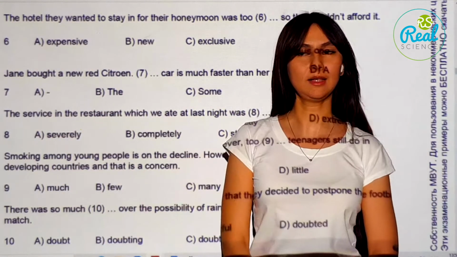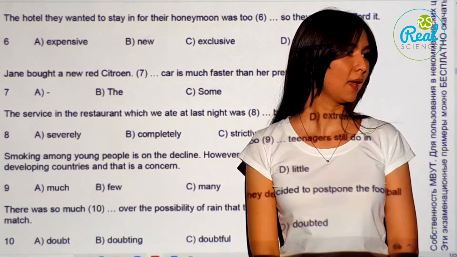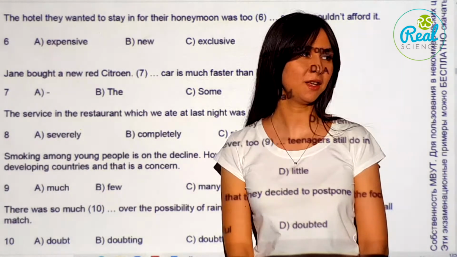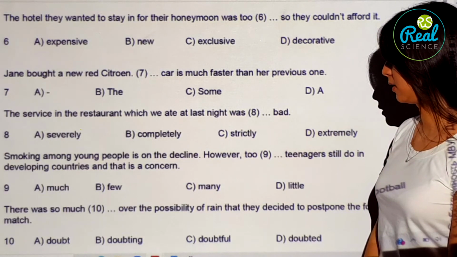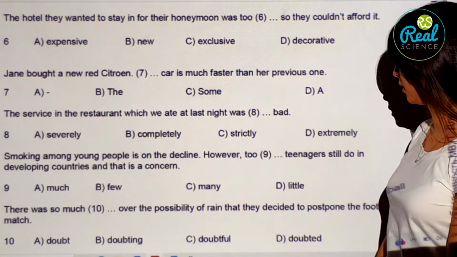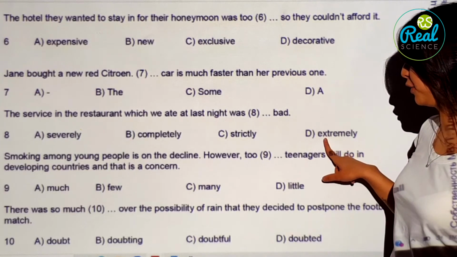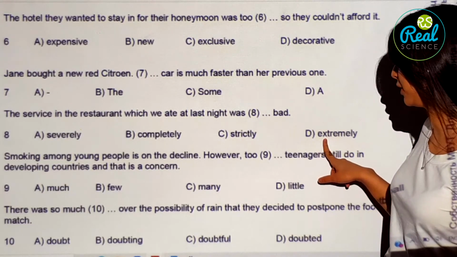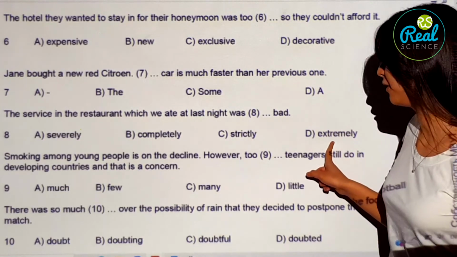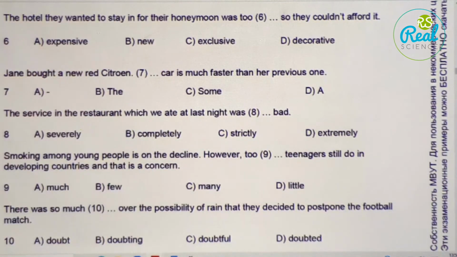So next one, 8. Safiya, can you read? The service in the restaurant which we ate at last night was extremely bad. Extremely bad. Yes, very good. Okay, nice, good. So next one, is it visible?